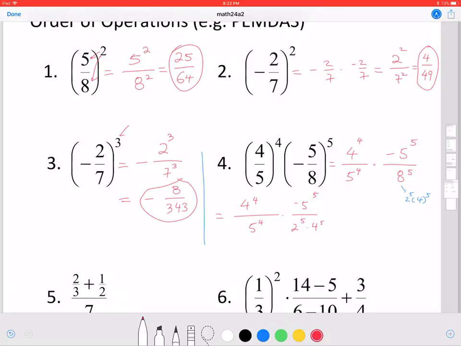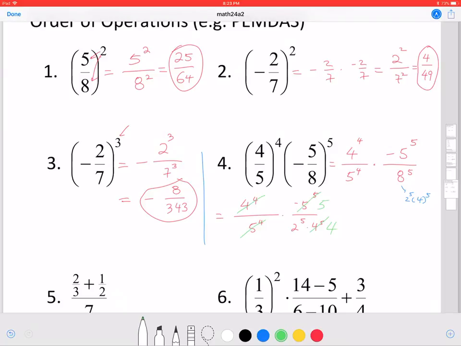Okay, so what's happening here is that 4 to the 4th power will cancel out 4 to the 5th power, but we have 1 4 remaining. And hope you can follow that. 4 to the 4th power, you have 4 4's multiplying, and 4 to the 5th power, you have 5 4's multiplying, and all will cancel out except 1 4 remaining on the denominator. And similar thing will happen to the 5's. All of 5 to the 4th power will disappear, and here we have 1 5 remaining.